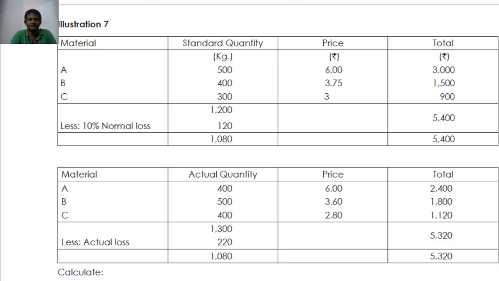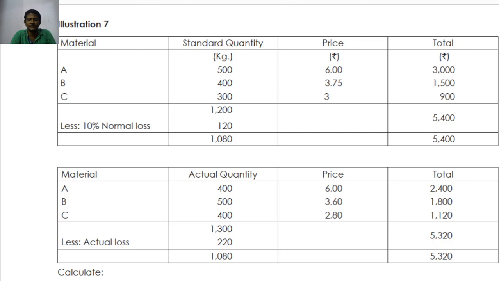If you go through the question, first standard information is given, that is material A, B, C, standard quantity 500 kgs, 400 kgs, 300 kgs, total 1200 kgs, and the loss is 120. You are getting output of 1080. Input 1200, output 1080. Correct? This is for standard, and the rate is also given. So the new learning is this loss, normal loss. Normal loss is the additional information.